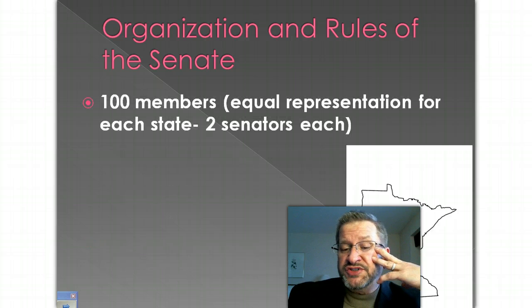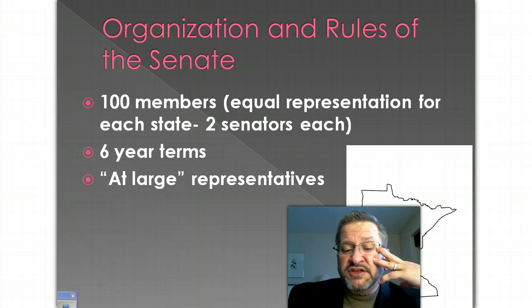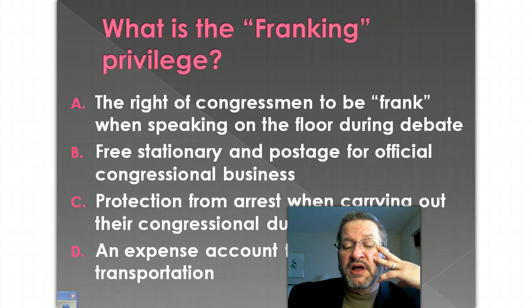Of course, we know that there are 2 senators for each state, which means there's a total number of 100. And the only way that can change is if we add more states. They're 6-year terms, so they're 3 times longer than the House of Representatives. And those senators share representation of their state. So they're called at-large representatives, as compared to single district representatives.